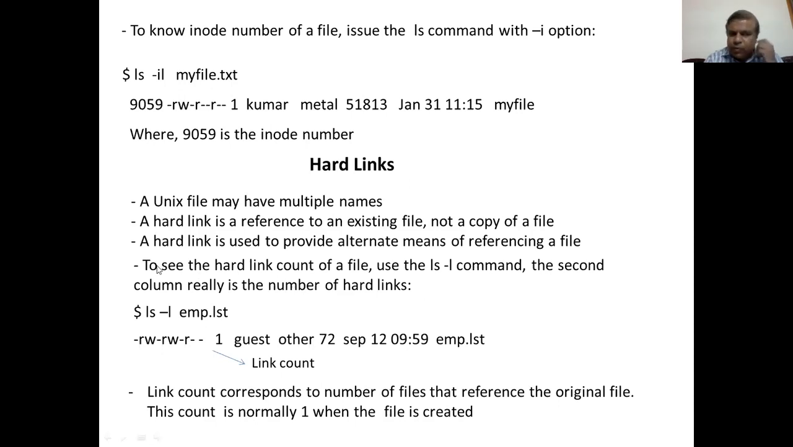Then the question is, how do you see the hard link count of a file? That means whether a link exists for the original file. You have to use ls with the -l option. The second column really is the number of hard links. See, this is the example. This second column is really the hard link count.